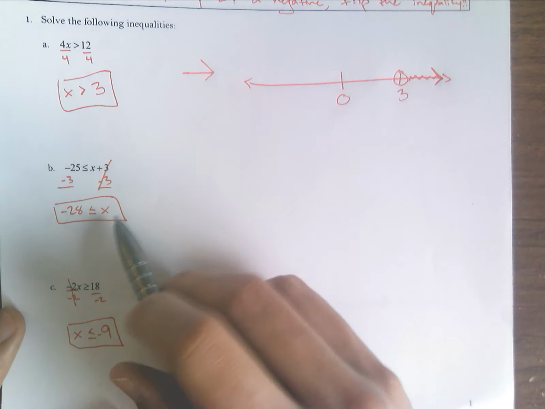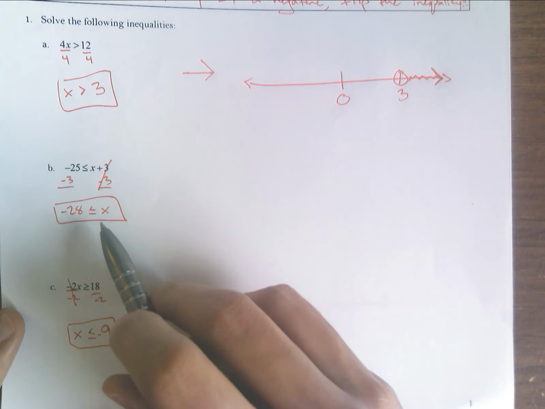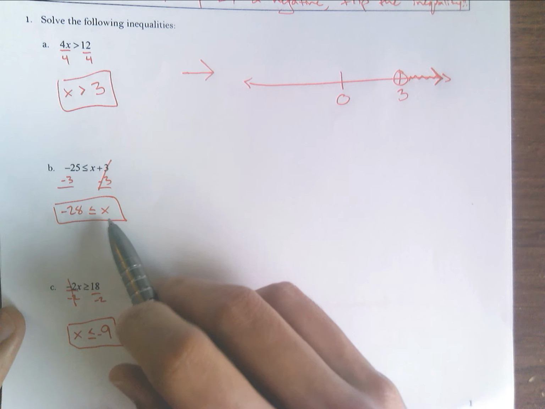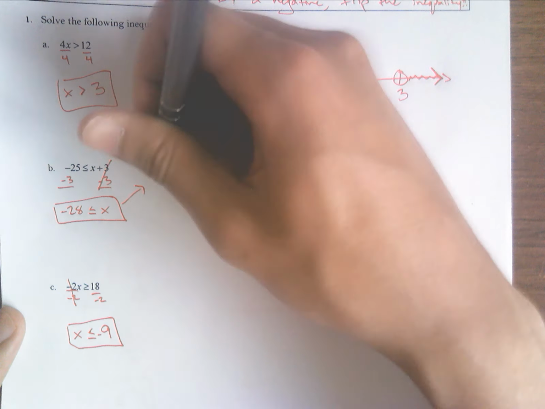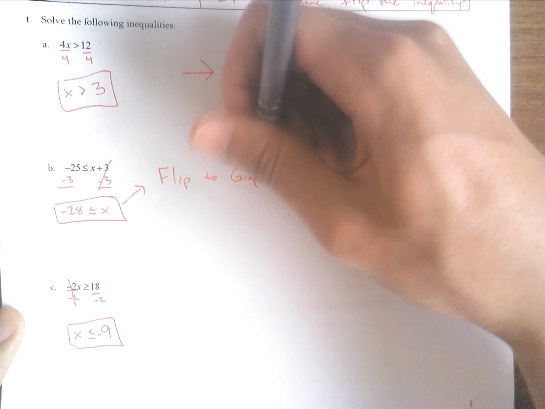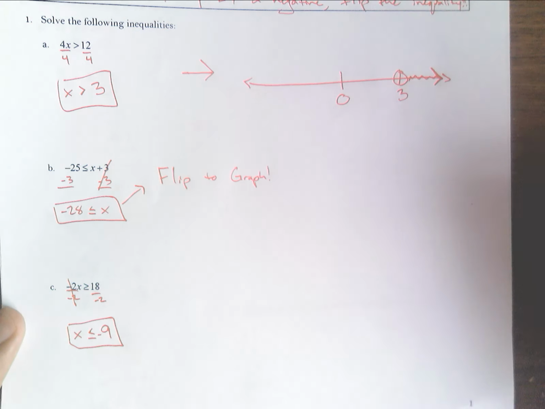Next up here, hey, what happened here? So we've got our x on the right. Remember, in order to graph, we need our variable on the left-hand side of the inequality. So we have to flip this in order to graph. So you can put a big note there: flip this in order to graph it.